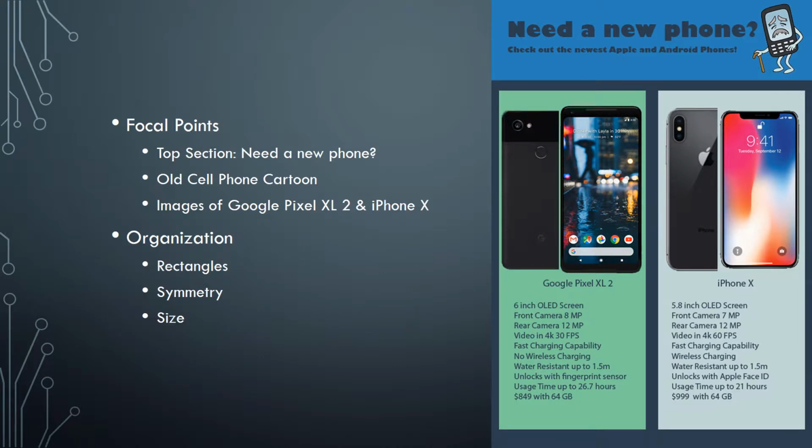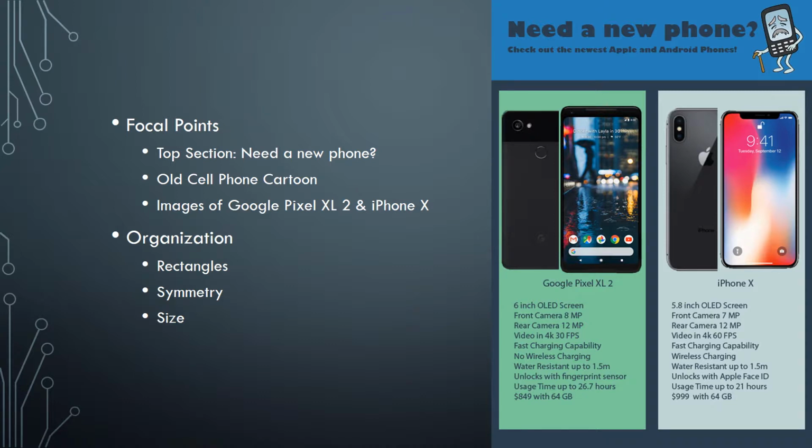The first spot that a reader's eyes are going to go to is the top of the graphic. Based on my audience, I decided to ask the question, "Need a new phone?" If the reader is thinking of buying a new phone but doesn't know anything about some of the latest devices, it might perk their interest and they will continue to read the rest of the infographic. I also placed a cartoon old cell phone to add a little humor and to make it more interesting to the reader.